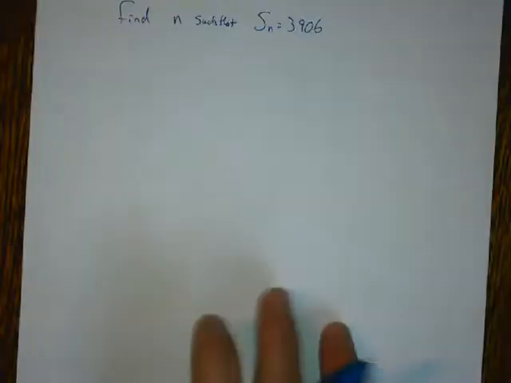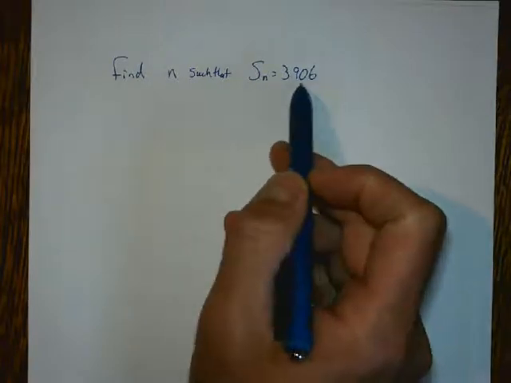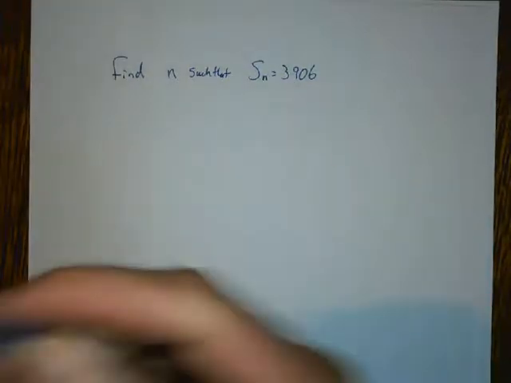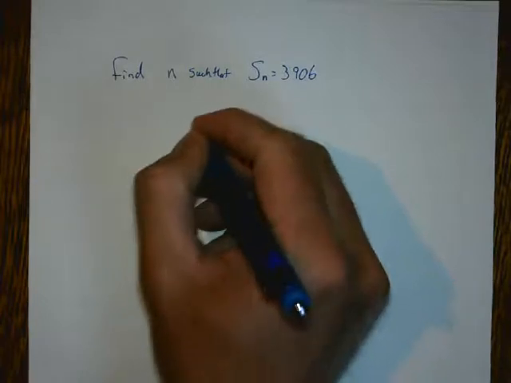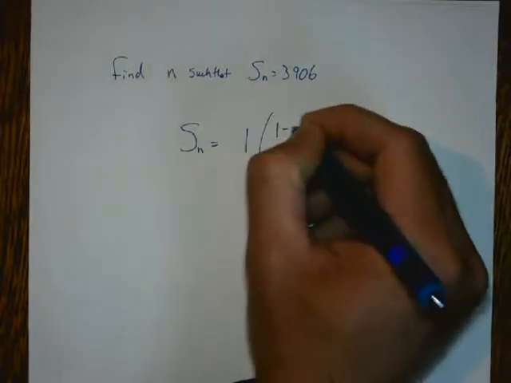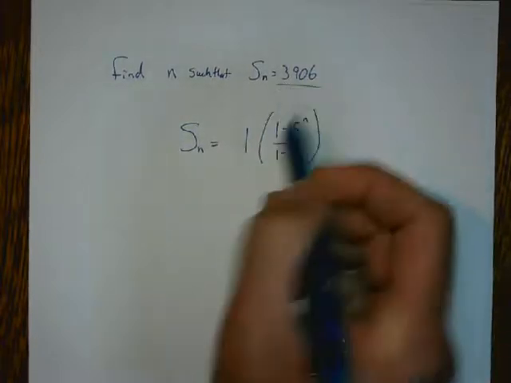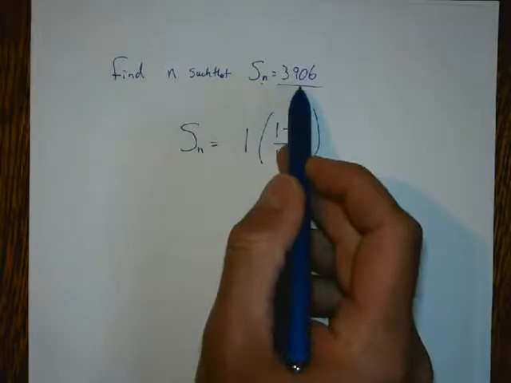And the second part of this type of problem would be to find the value of n so that the sum of them added up equals 3,906. Now, we go back to what we had a second ago. Our rule was our first term times 1 minus 5 to the nth power over 1 minus 5. Now we're trying to figure out what is the n value that gives you a sum of 3,906.